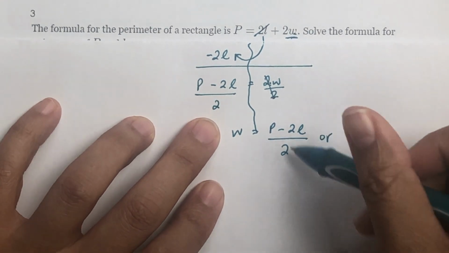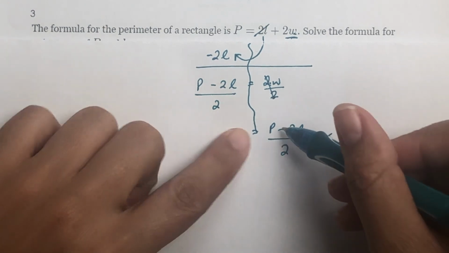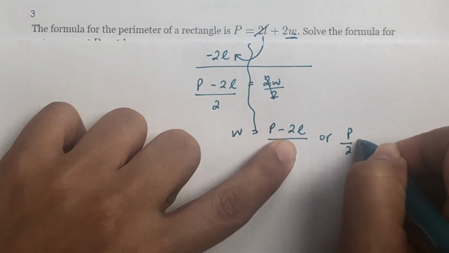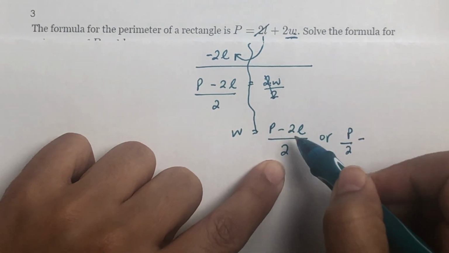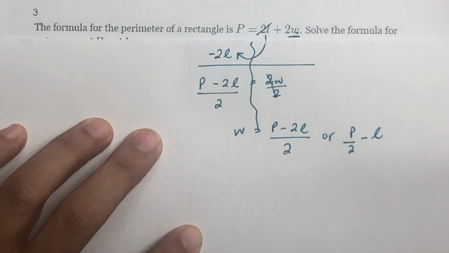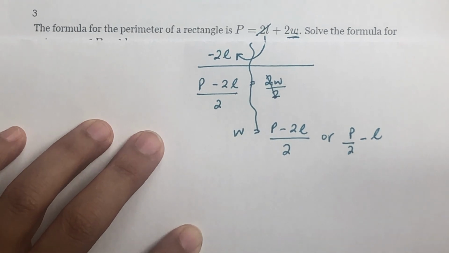Sometimes they want you to divide both things by that. So if I divide everything by this 2, I'd get P over 2 minus 2 divided by 2 would give me 1. So that would just give me L. So this or this would be correct, just depending on how they want to look at it.